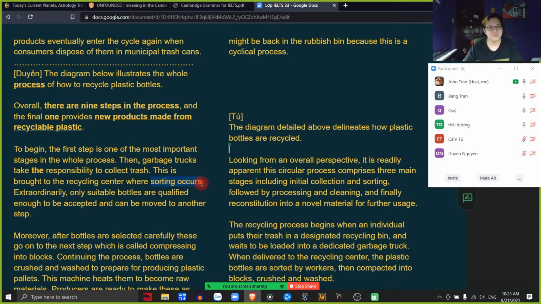See? This is brought to the recycling center where sorting occurs. What do you mean extraordinarily?